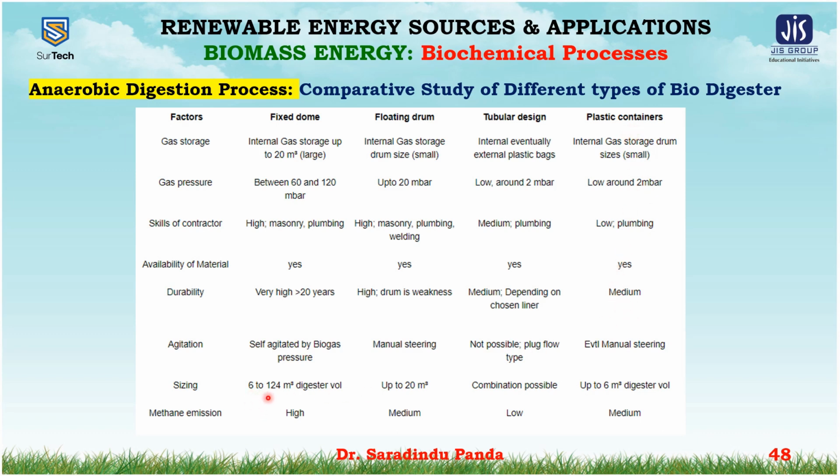Sizing for the fixed dome is 6 to 124 cubic meters of digester volume. For floating drum, up to 20 cubic meters. For tubular design, a combination is possible. For the plastic container, it is up to 6 cubic meters of digester volume. Methane emission: biogas emission for the fixed dome is very high. Floating drum is medium. Tubular design is low, and the plastic container is medium.